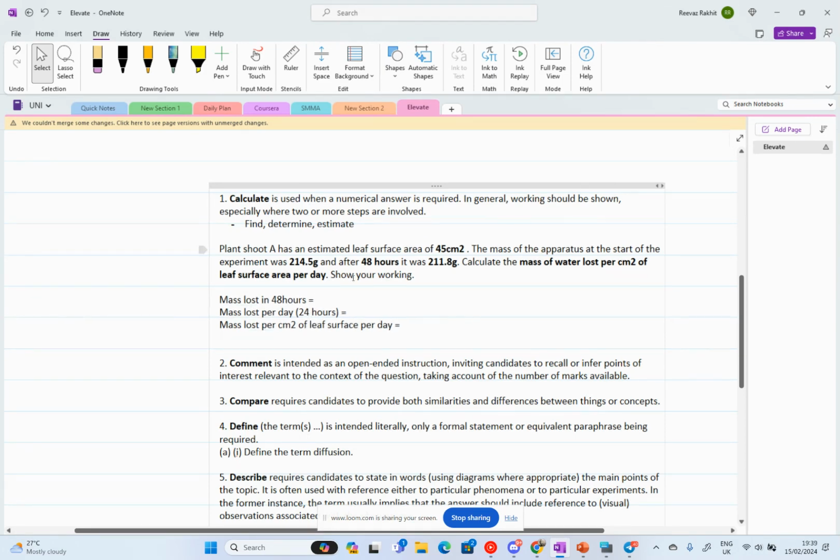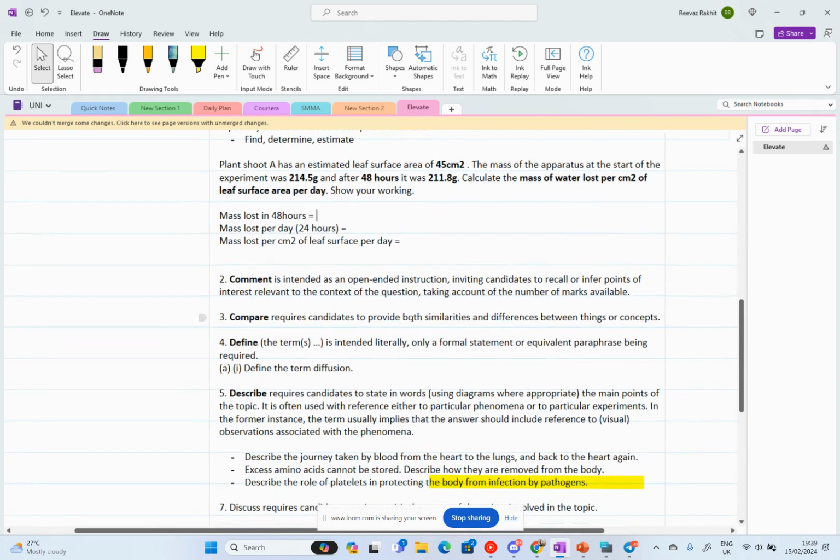Mass loss per day. What you do is, since this is in 48 hours, you just take the value that you get here, you divide by 2, then you'll get the mass loss per day. Now, mass loss per cm cube of leaf surface per day, just take the number here, divide by 45 centimeters square, and you'll get the answer for this. And remember to include your units. Usually for biology, the answer line will include the units, so it's quite helpful. You just have to still write it in your working. In the answer, don't repeat the units. If they already provided you the units, just write the numerical value of your answer. Don't put the units in.